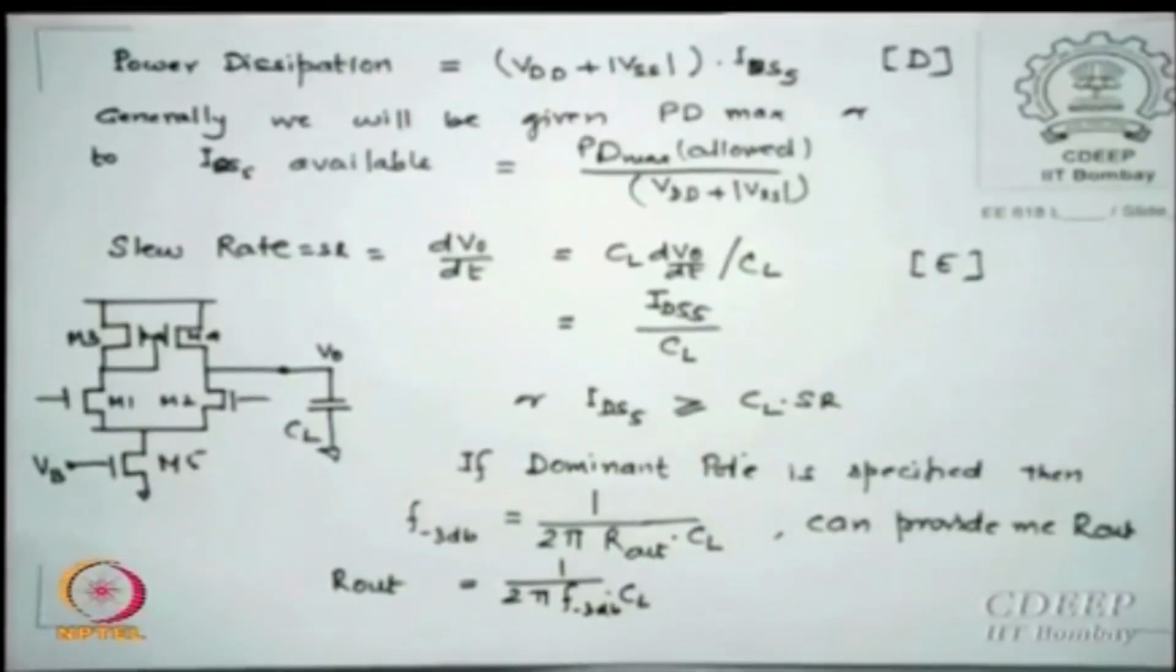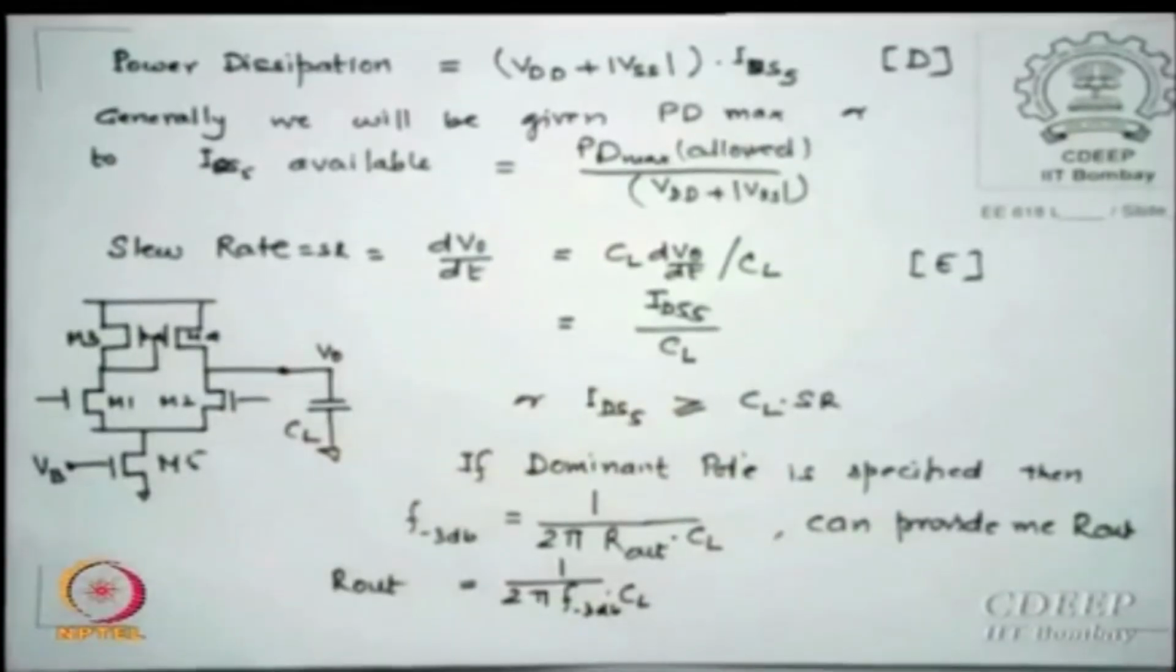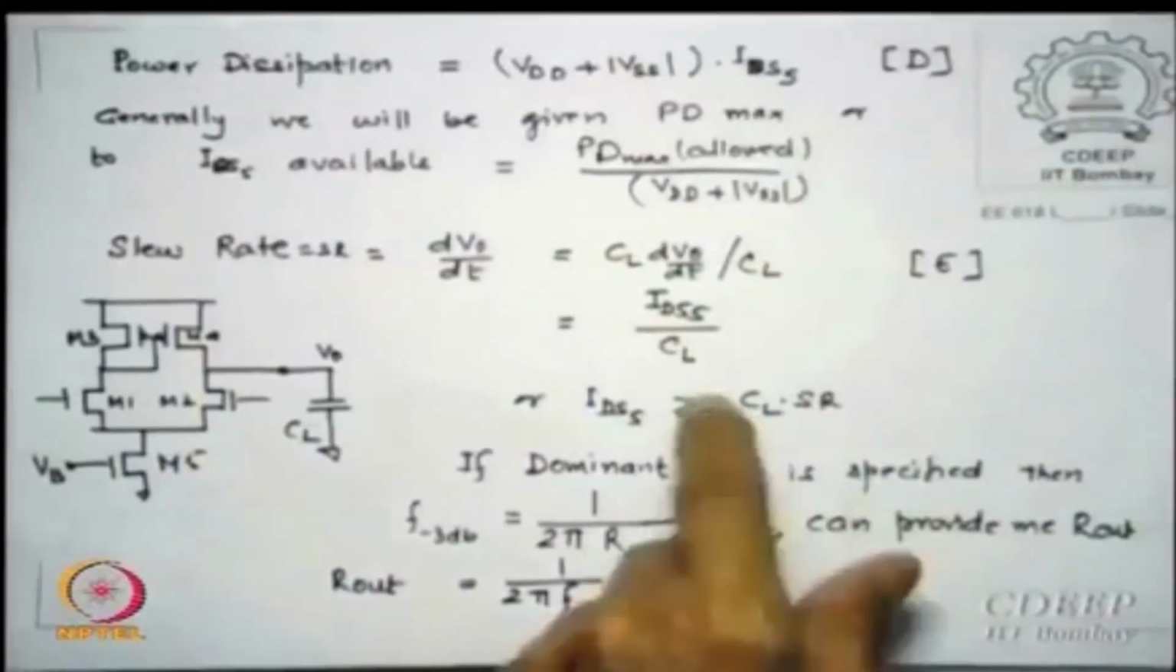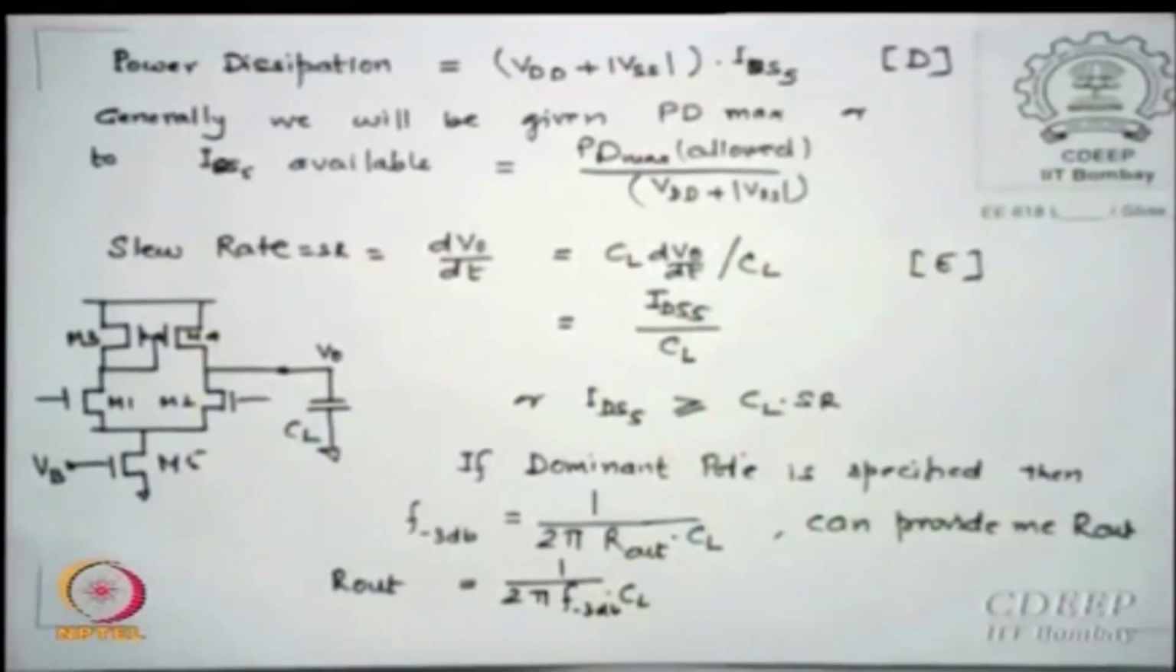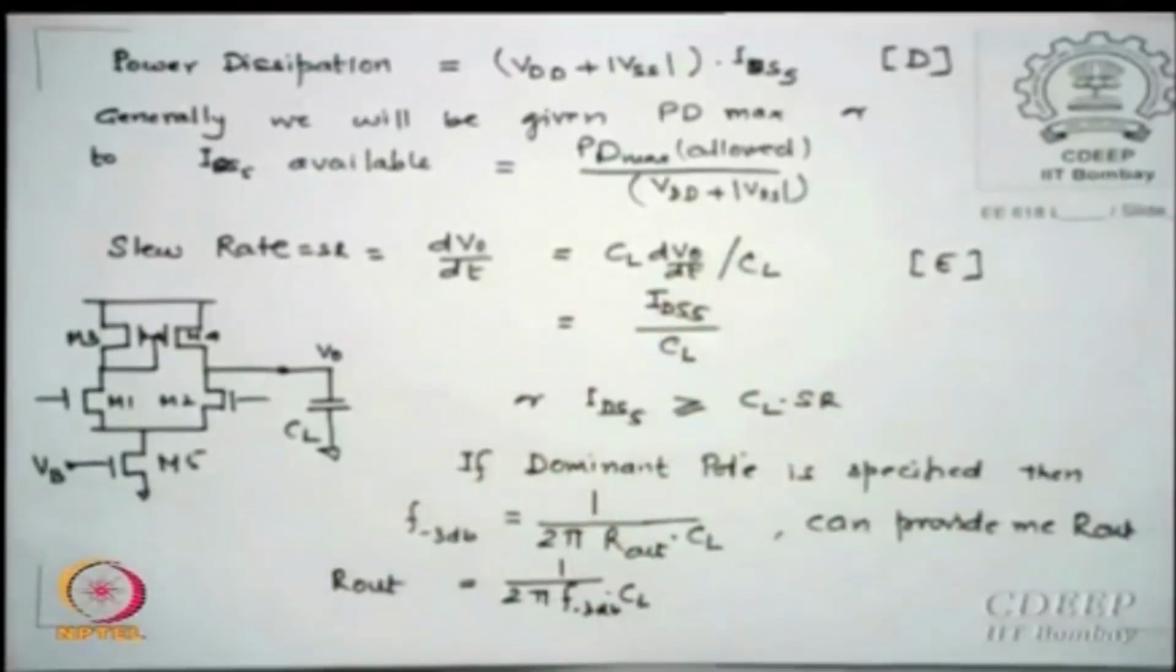Now if you see a simple circuit shown here, this DFAM is driving a load capacitance of CL. Slew rate is defined as how fast the output rises to the maximum, or changes from higher to lower or lower to higher. So essentially it is defined as dV0 by dt. If I multiply by capacitance and divide by capacitance, I get CL dV0 by dt by CL, which is the same as slew rate.